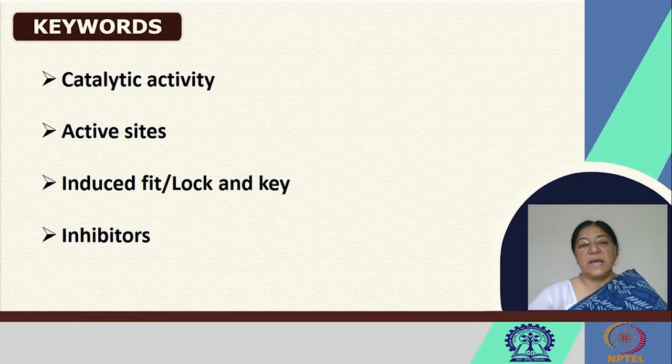Catalytic activity and active sites of enzymes in terms of the specificity, or what we have in terms of geometric complementarity, is something extremely important for the enzyme-substrate complex to form, which is a prerequisite for any enzymatic activity.